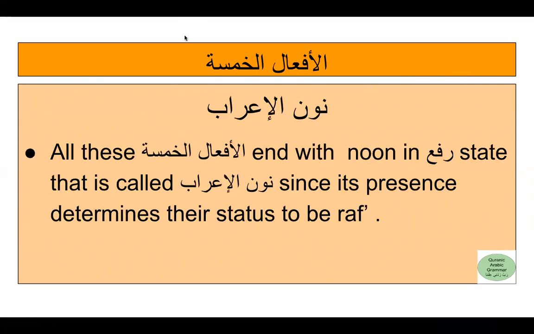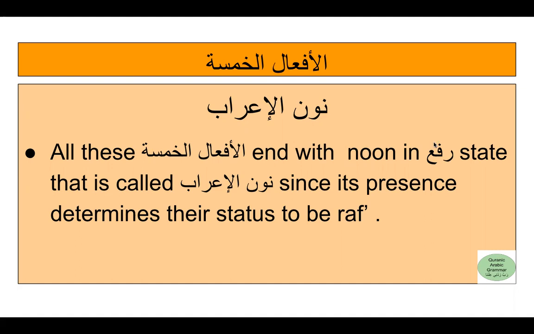So coming back to our al-af'alul khamsa, you must have noticed they all end with noon, right? Yansurani, tansurani, yansuruna, tansuruna, tansurina. Every fi'l in the category of al-af'alul khamsa is ending with noon, and this noon is called noonul i'rab. In English, you can call it noon of status. Why so? All these al-af'alul khamsa end with this noon in case of rafa status. The presence of noon indicates that the status of al-af'alul khamsa is rafa.